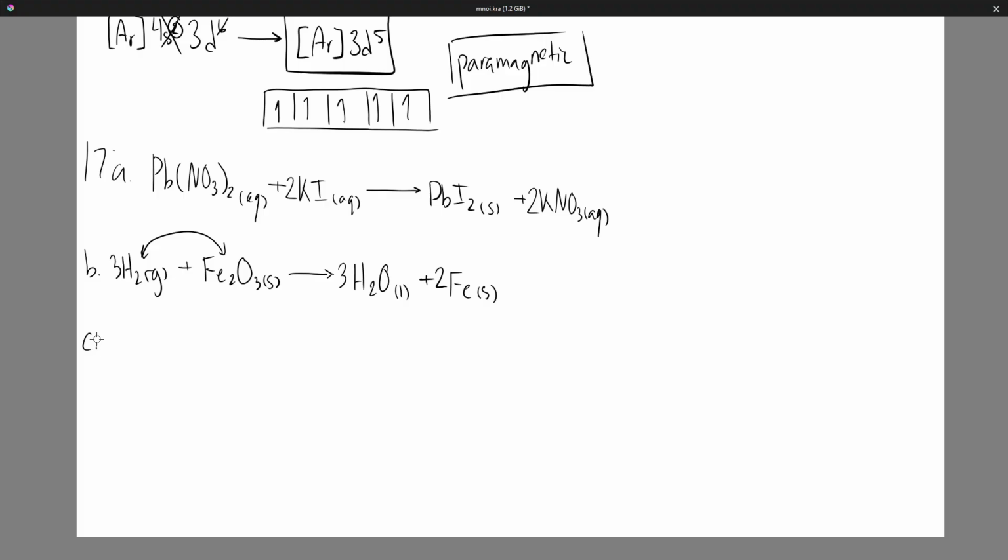So C says the combustion of gaseous ethane. So this is a combustion reaction, which means we're reacting ethane, C2H6, with oxygen. And it's gaseous, with oxygen gas. In a combustion reaction, you always get water and carbon dioxide. So we already know the products for this one.